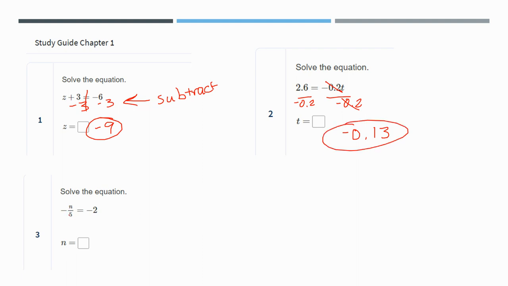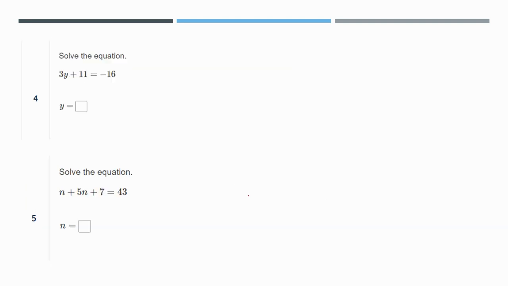All right, next one. We have n divided by 5, but it's a negative, equals negative 2. I'm going to multiply both sides by negative 5 to undo that division, times negative 5. And that's going to cancel out the negative and the 5, and we get n is equal to a positive 10. Okay, carrying on.